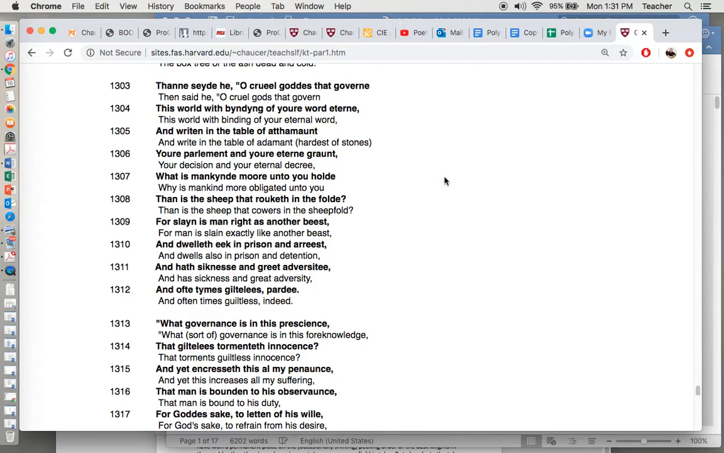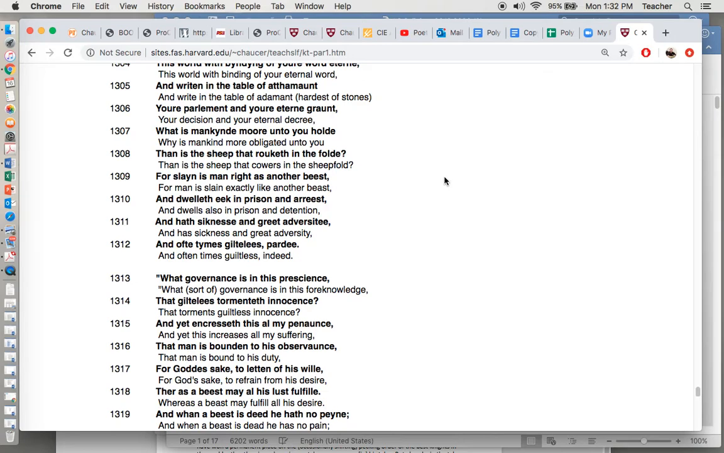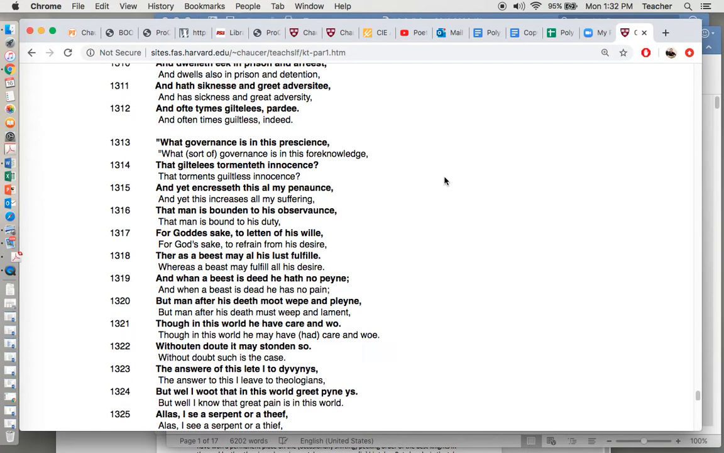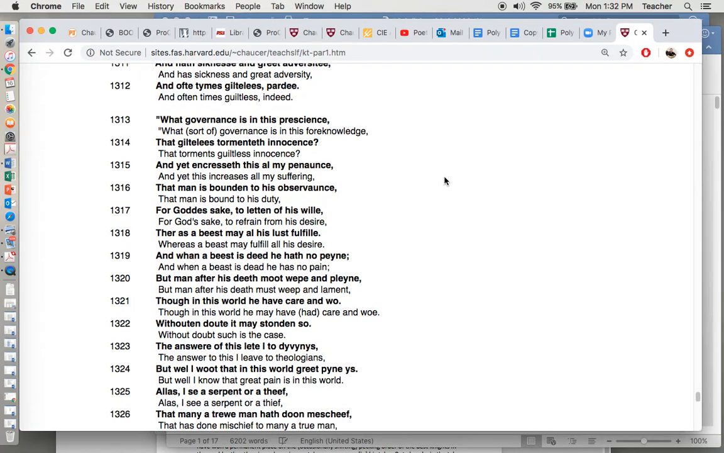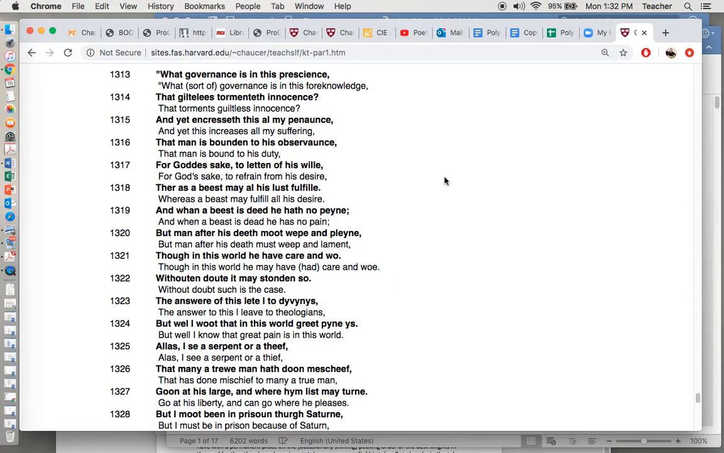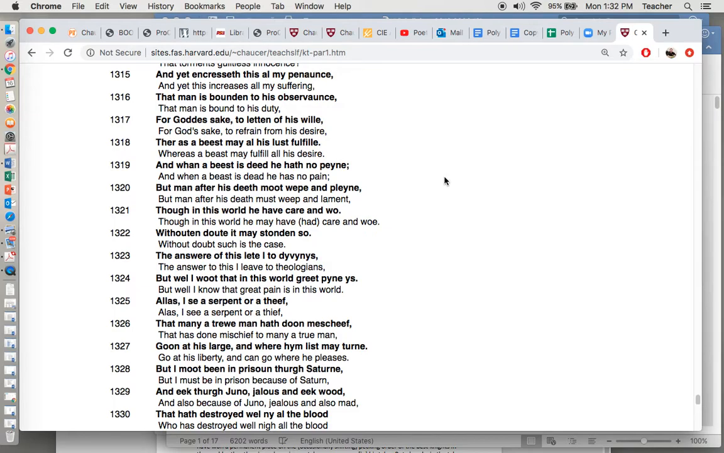1306. Your parliament and your eternal grant, what is mankind more unto you held than is the sheep that rouketh in the fold? For slain is man right as another beast, and dwelleth eke in prison and arrest, and hath sickness and great adversity, and oft times guiltless, pardee. What governance is in this prescience that guiltless tormenteth innocence, and yet increaseth this the penance, that man is bounden to his observance? For God's sake to letten of his will, there as a beast may all his lust fulfill. And when a beast is dead, he hath no pain, but man after his death must weep and plain, though in this world he have care and woe. Without doubt it may stand so. The answer of this let I to divines.